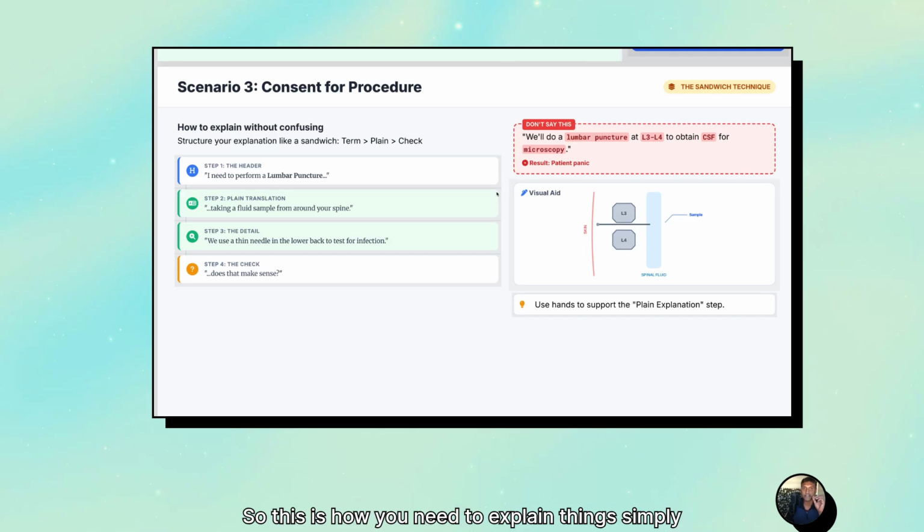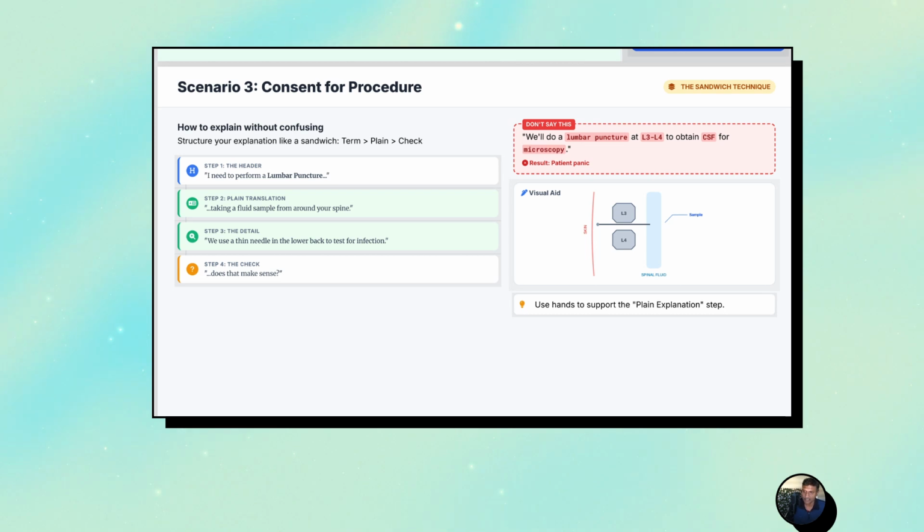So this is how you need to explain things simply to the patient. Don't use jargon. If you say, I need to perform a lumbar puncture on you, the patient will be scared. Instead, you can still use the term: I need to perform a lumbar puncture, which involves taking a fluid sample from around your spine. We use a thin needle in the lower back to test for infection. Does that make sense? Always ask the patient. Sometimes patients are under fear or pressure, or they are in pain, or they're not in a good state of mind. They say, okay, doctor, and they sign consent. And later, if you didn't clarify it with them, then you might get into medical legal issues.